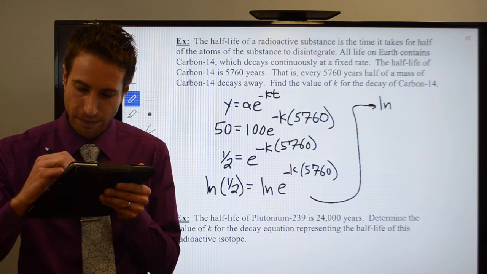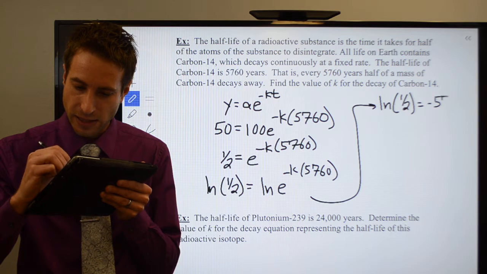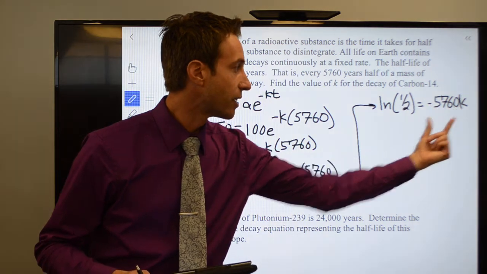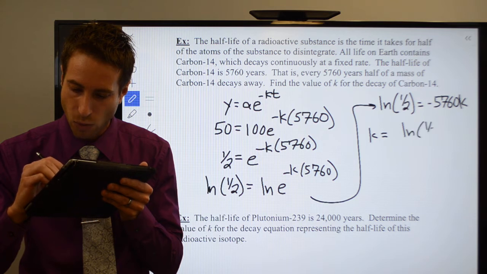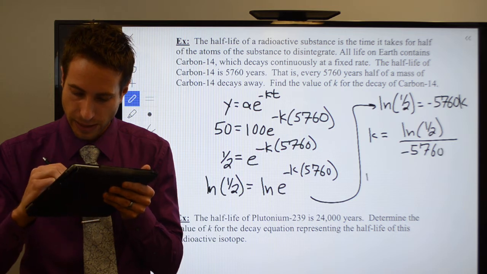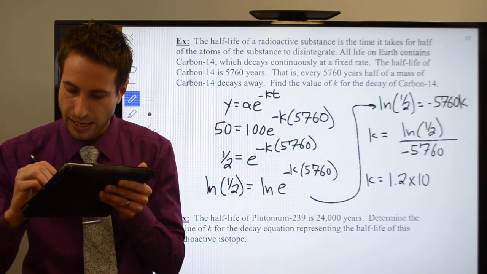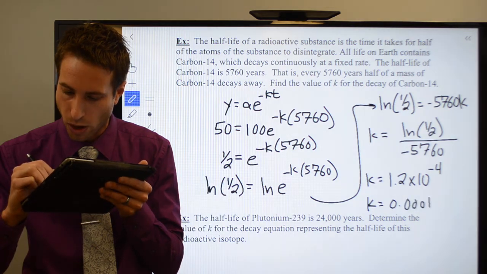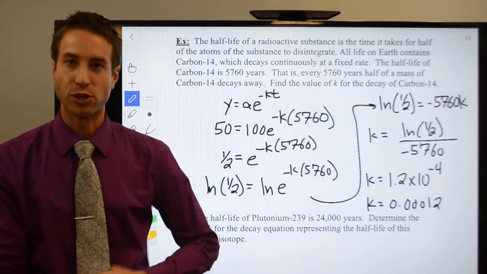So I have the ln of 1/2 is equal to negative 5,760 k. Divide the negative 5,760 to the other side, and I get k is equal to the ln of 1/2 divided by negative 5,760. K is going to be equal to, if you do this on your calculator, 1.2 times 10 to the negative fourth, or 0.00012. This number won't have any units, it's just a constant, so you don't have to worry about units.